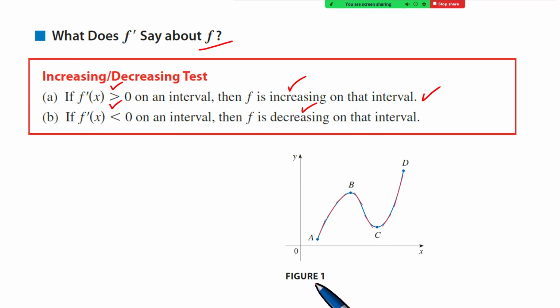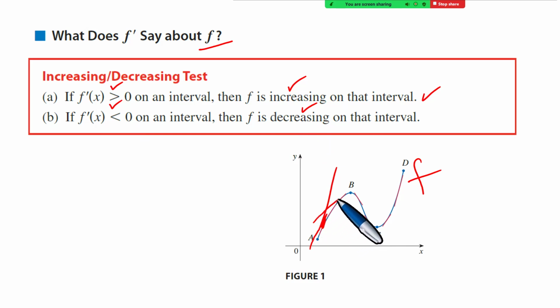Take a look at figure one. Here is the graph of a function f, and this function goes from A to B to C to D. This function needs careful analysis. What are we able to observe? There are these red lines that indicate tangents, and the gradient of the tangent is positive because it's upslope. Because it is going upslope, the function itself is increasing. You can draw it like this.